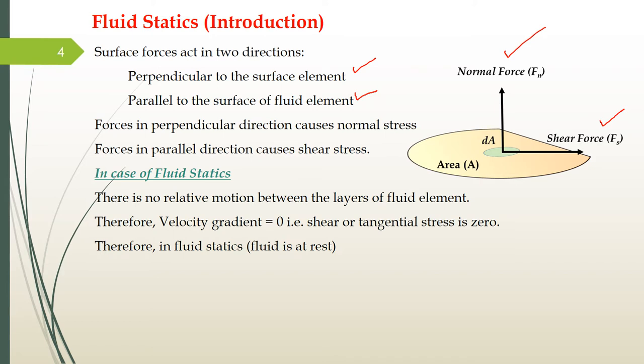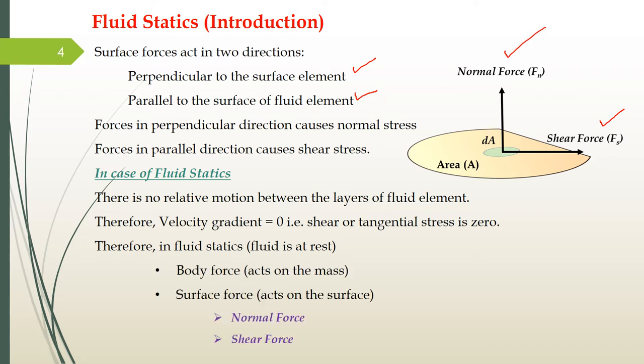So how will that shear force be equal to zero? See, in fluid statics there is no relative motion between the layers. So the velocity gradient, or the change in velocity with respect to the normal distance, will be equal to zero. If you put the value of the velocity gradient in Newton's law of viscosity, certainly tau, which is your shear stress, will be equal to zero. And if we convert that shear stress into shear force, the shear force will also be zero.